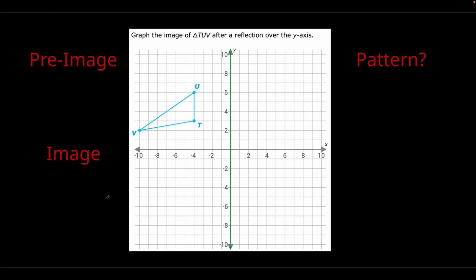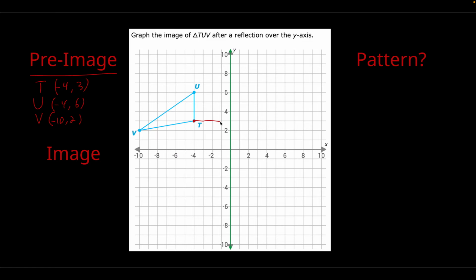Okay, for this problem, you'll notice that we have a triangle, and the good news is we're still going to follow the same rules. We're just going to do it for each individual coordinate. So over here on the left, we have the coordinates for T, U, and V. And we're just going to take this one coordinate at a time. So let's start with T. We do the same thing that we did before, right?